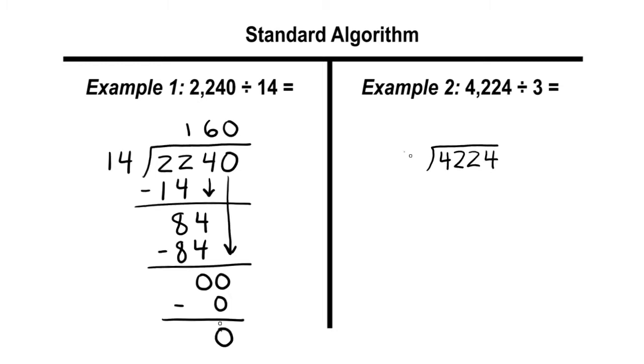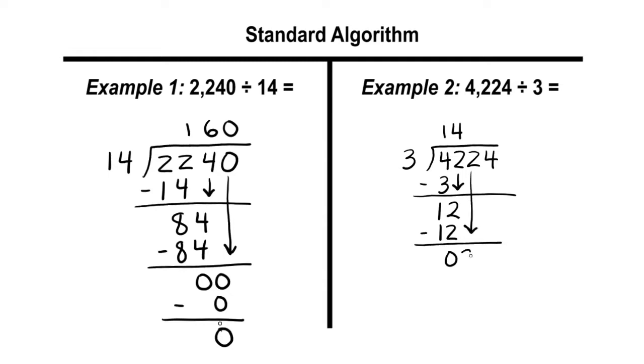4,224 divided by 3. 4,000 divided by 3 is 1,000 in each group. 4,000 subtract 3,000 is 1,000 left. Bring down the two hundreds. This 12 is really 12 hundreds. 12 hundreds divided by 3 is 4 hundreds. 4 times 3 equals 12. 12 subtract 12 equals 0 hundreds.